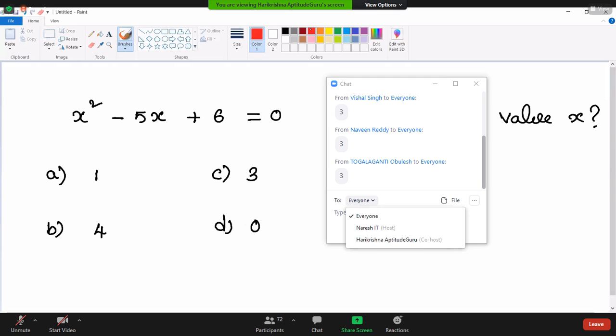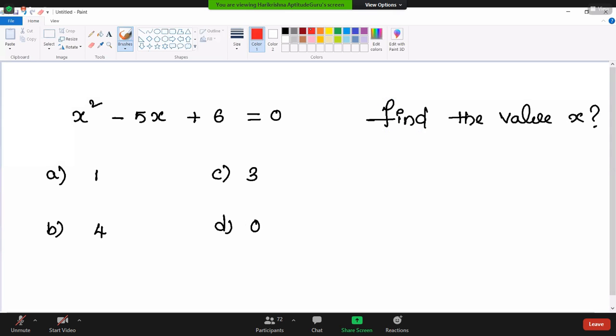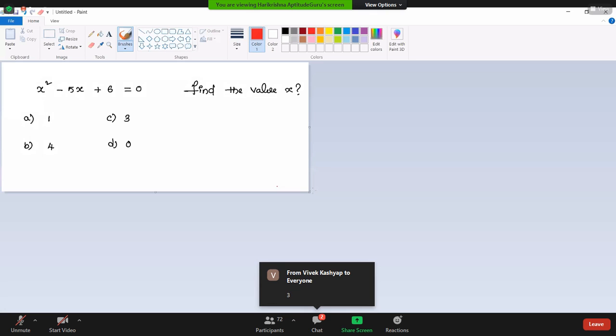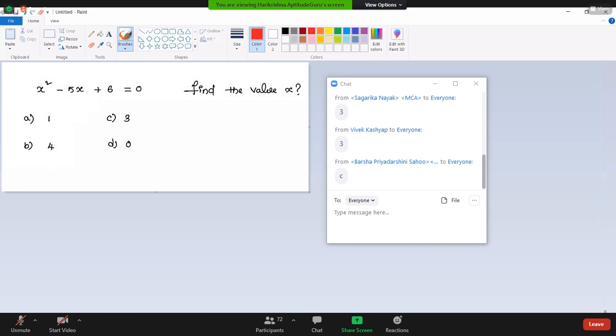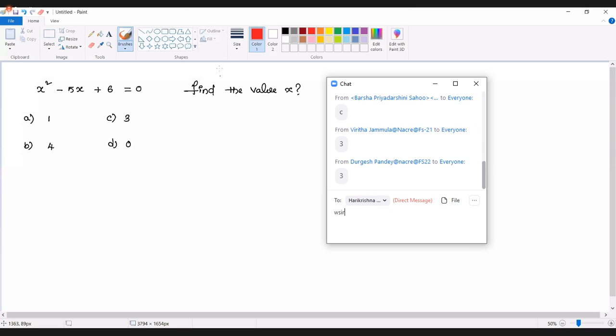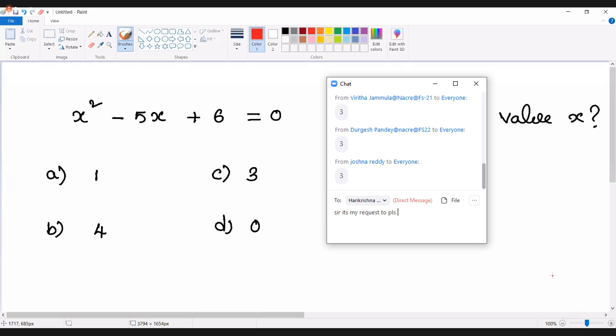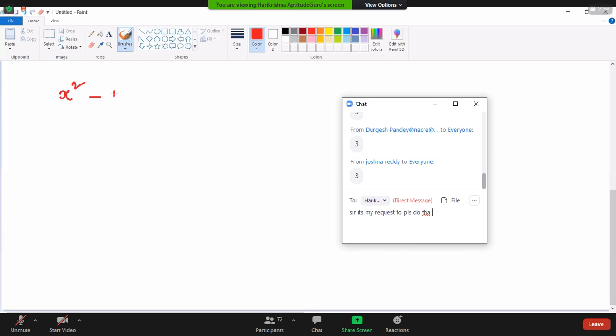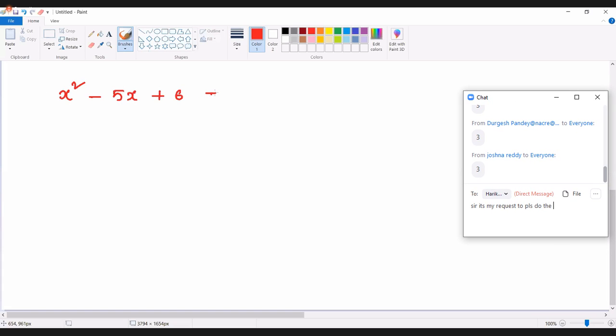So x square minus 5x plus 6 is equal to 0 is the given equation. They are asking us to find the value of x. One way of looking at the question will be like this: we can find the value of x just by using the quadratic equation. Finding the value of x is required.